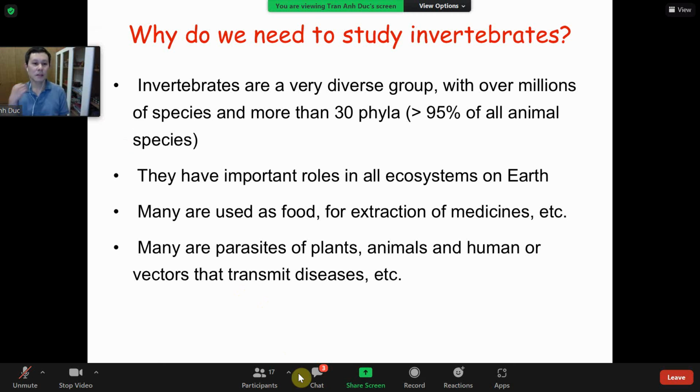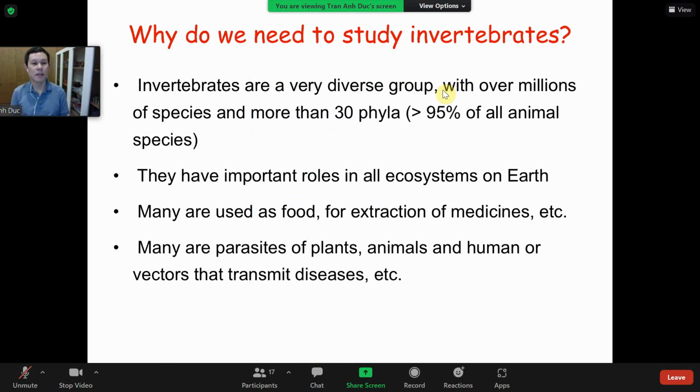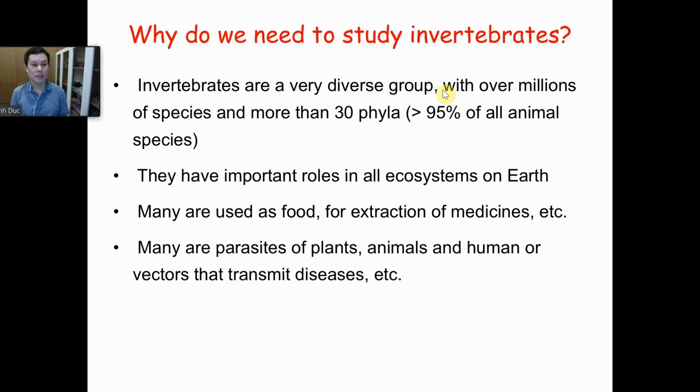The next reason about invertebrates is that many invertebrates are parasites, causing disease to humans or plants or animals, right? Can you name some parasites that are invertebrates?